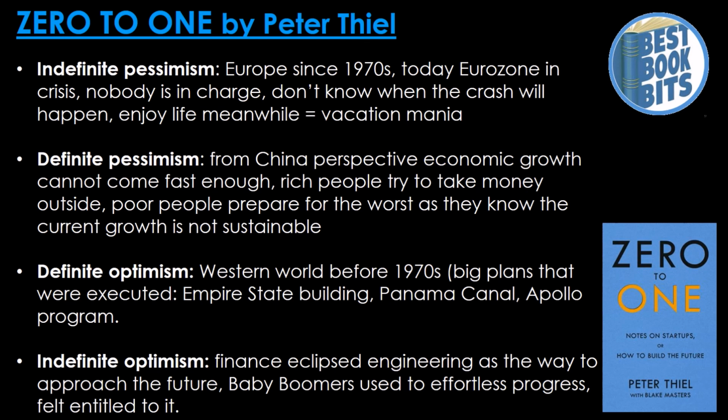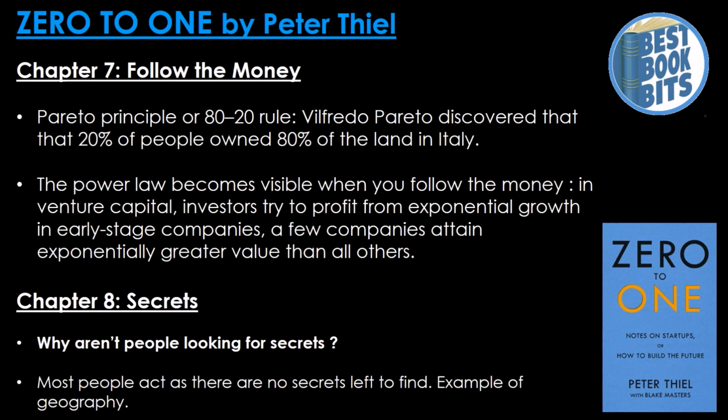Definite optimism. Western world before the 1970s, big plans that were executed. Empire State Building, the Panama Canal, and the Apollo program. Indefinite optimism. Finance eclipsed engineering as the way to approach the future. Baby boomers, used to effortless progress, felt entitled to it. Chapter 7, follow the money.